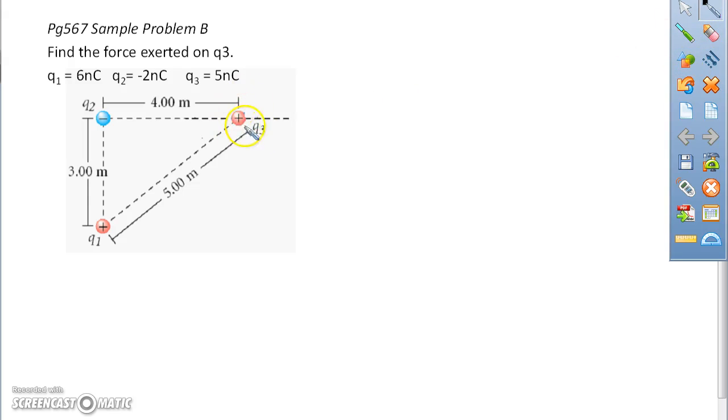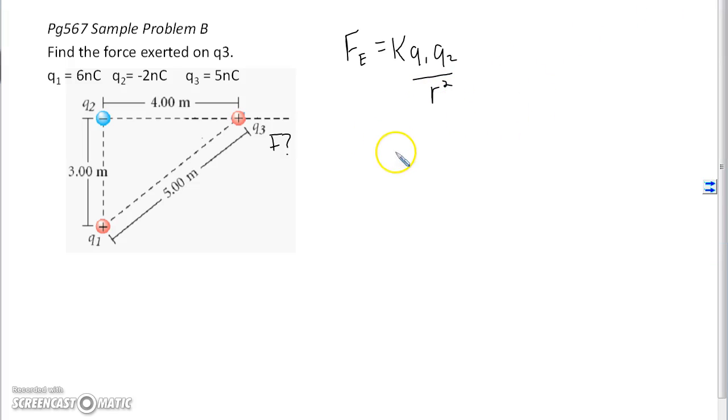The question is find the force on Q3. So we're looking for the force on Q3, so what is the force right here? And what is the force basically from these two charges? So our force is demonstrated with this equation, Q1, Q2 over R squared, for any point charge system.